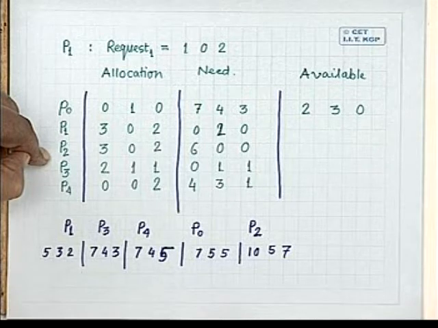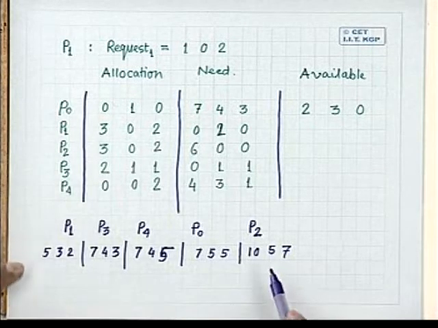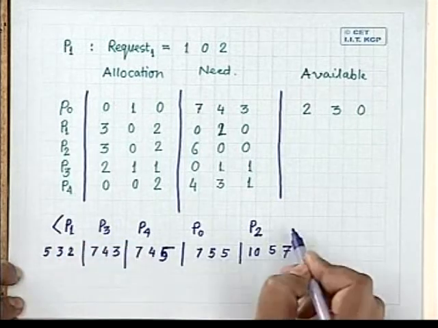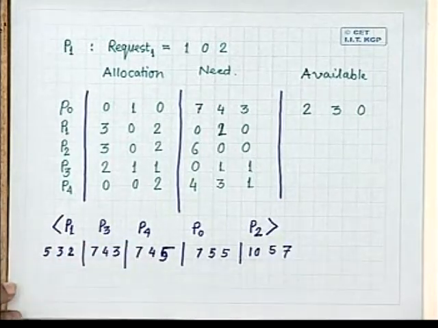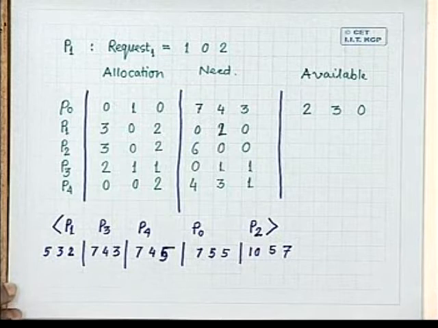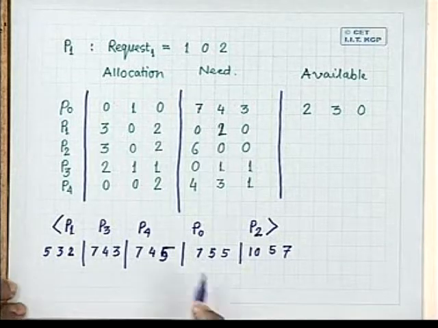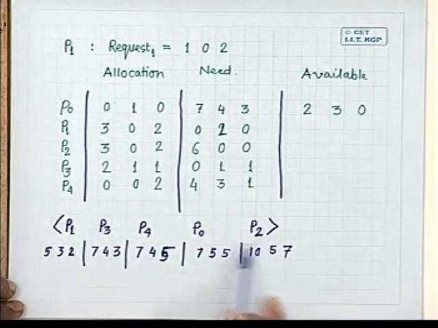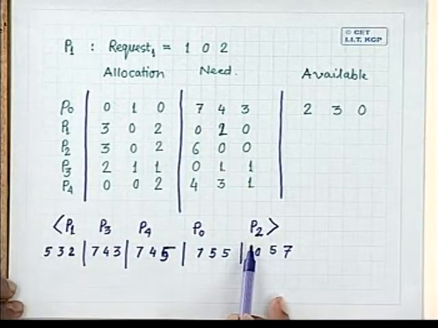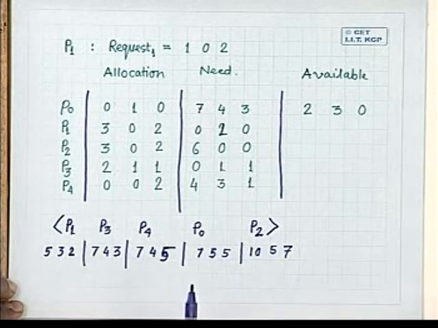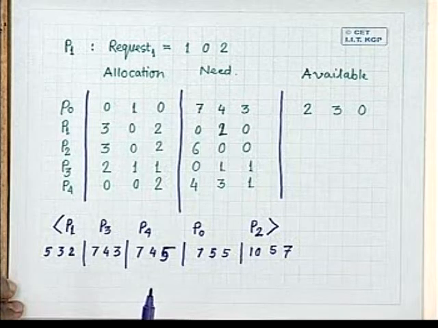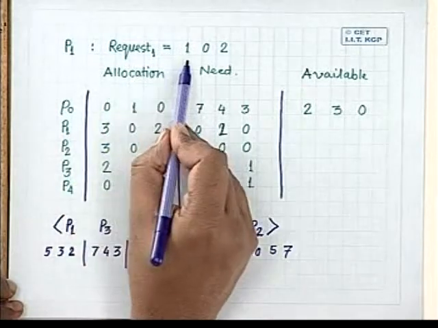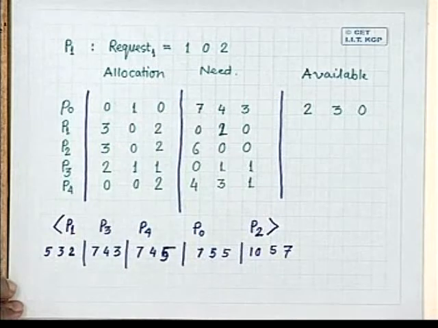And the safe sequence in this case happens to be same as before with this scanning, that is P1, P3, P4, P0, and P2. So this is the safe sequence which can be reached. That means the processes, at least in this order, can complete their operation in the current state. So the state is also safe. And because the state is safe, this request of process P1 can be granted immediately.